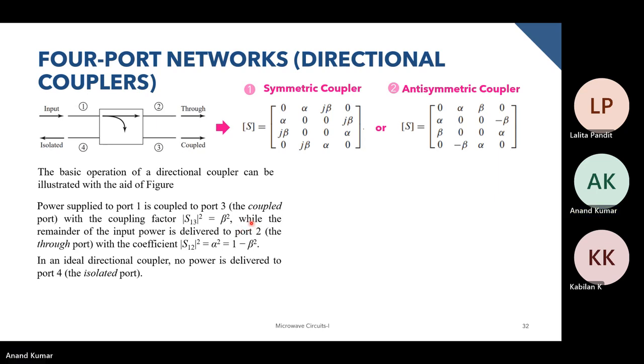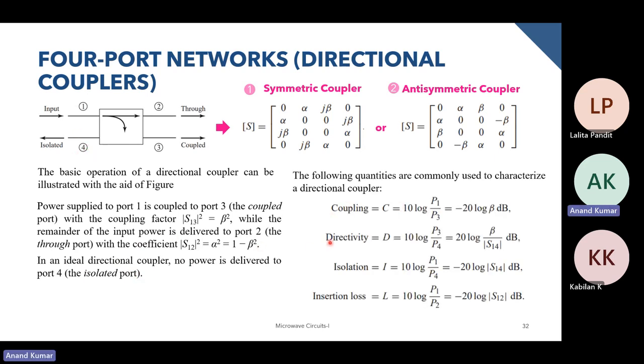The remainder of the input power is delivered to port 2, the through port, so we can write S12 equals alpha square, which is also equal to 1 minus beta square. Because if we send normalized power equal to 1, and beta is received over here, this will be 1 minus beta square. Also, as we discussed, in an ideal directional coupler, no power is delivered to port 4. These are some important terms that you must know.